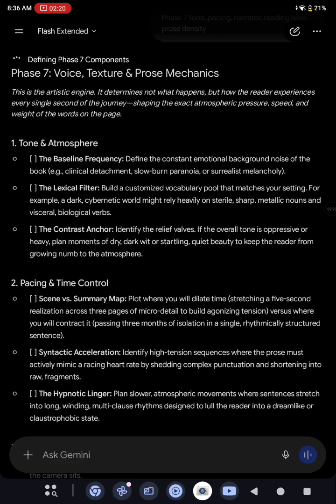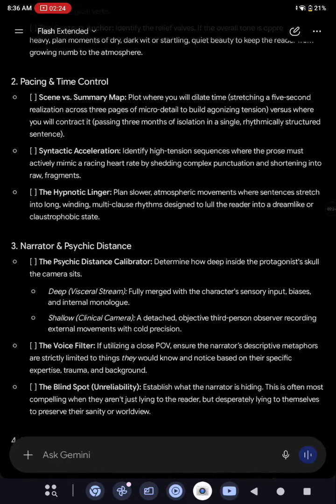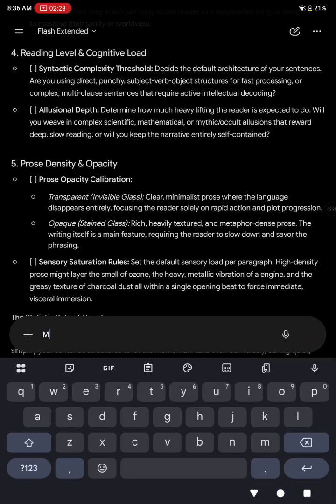Voice texture and prose mechanics, pacing and time control stuff. So now I want you to mine. I would say even phase 7, phase 8.